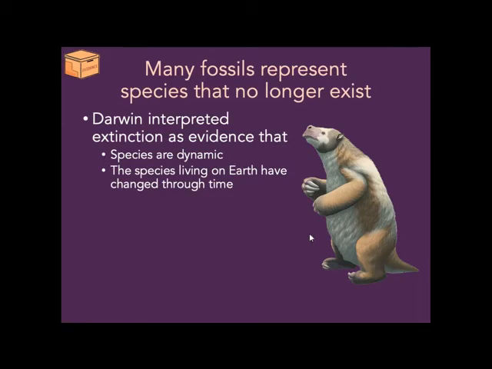And we don't see these now, right? So the fact that there exist bones of things and these things don't exist on Earth now provides us evidence that species are dynamic, meaning here today, gone tomorrow. And also that species living on Earth have changed through time, right? So we don't have anything that looks like this right now.